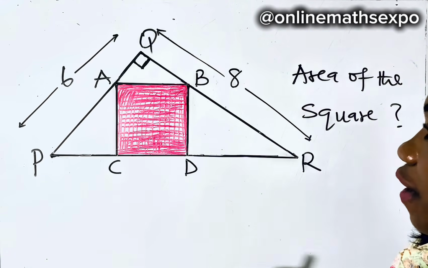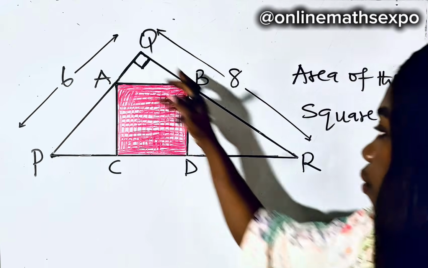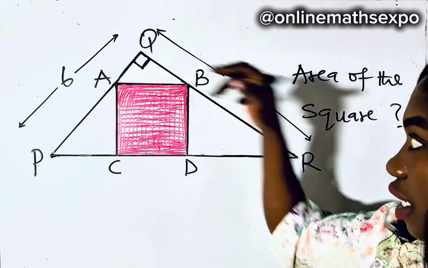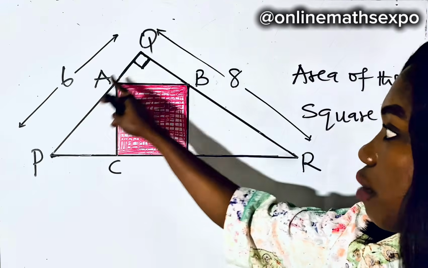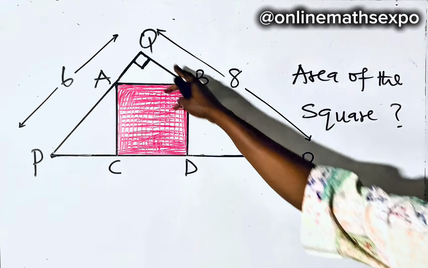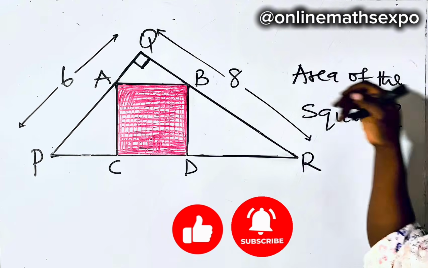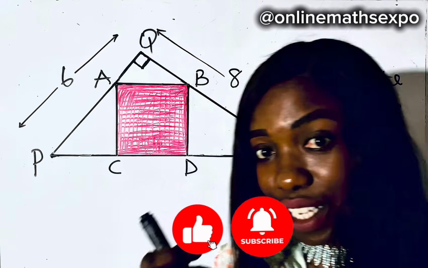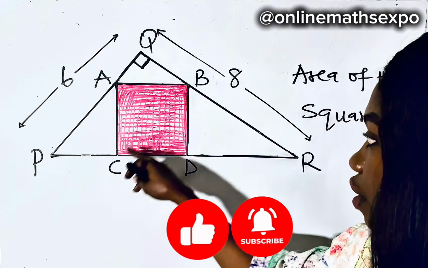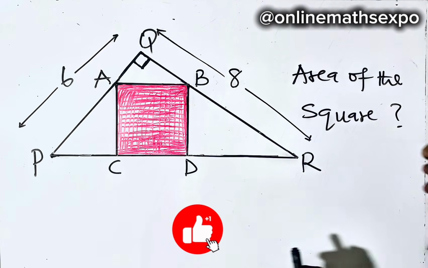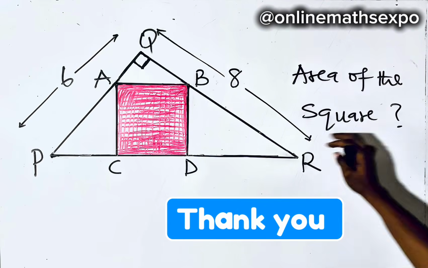We are given a right triangle PQR, right-angled at Q. Length PQ measures 6 units, length QR measures 8 units, and inscribed is a square ABCD. The question is asking us to find the area of this square.